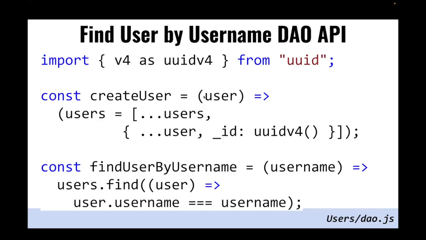Now, we're also going to first check to see if the user exists, so we don't create a user if a username is already taken. For that, we'll implement find user by username, which is going to iterate over the array of users, looking to see if there is a user with that username. If there is, then we won't create the user. Okay.